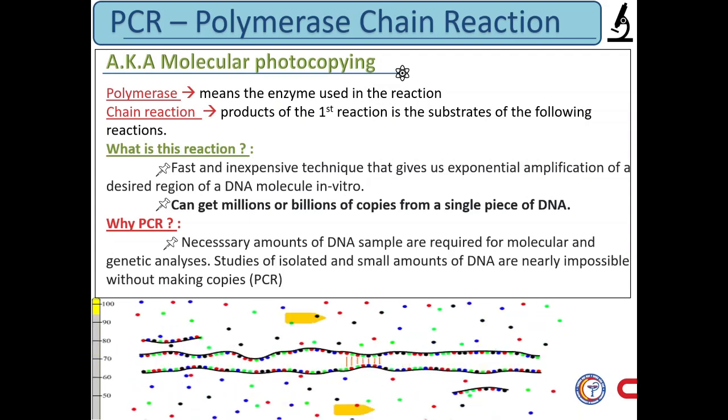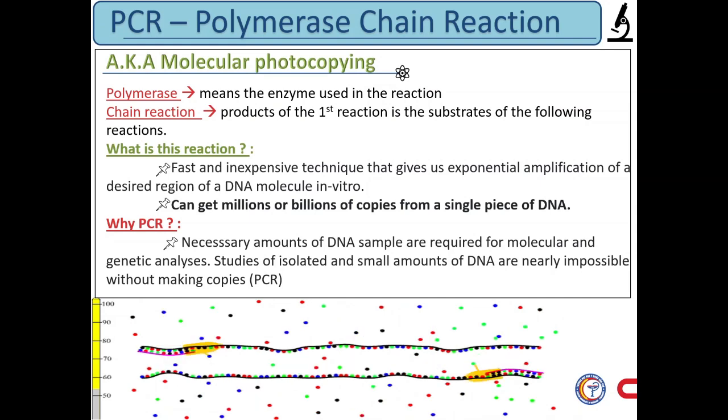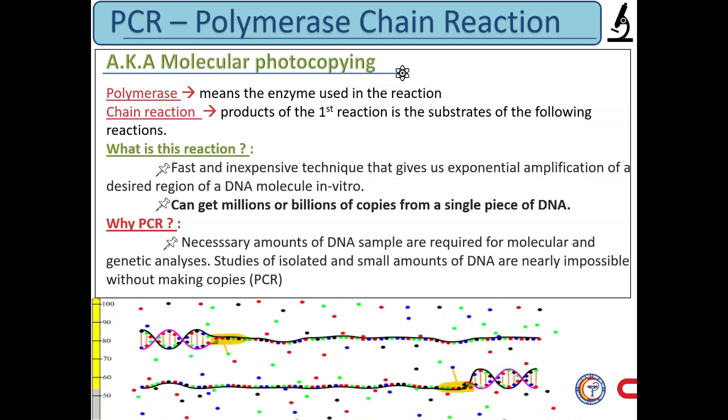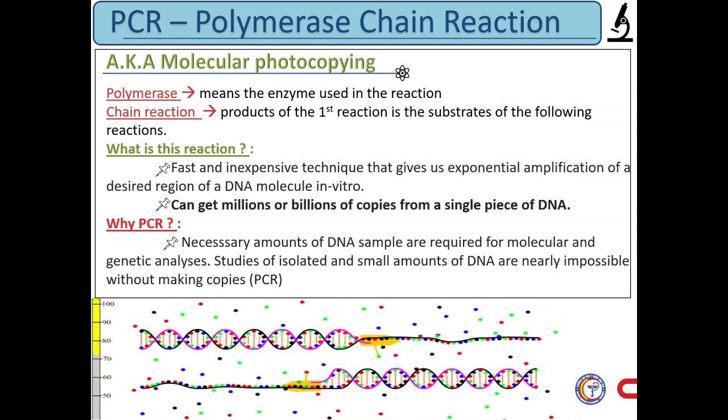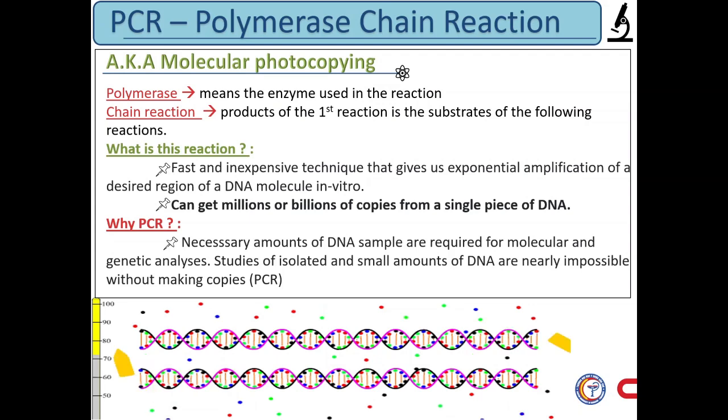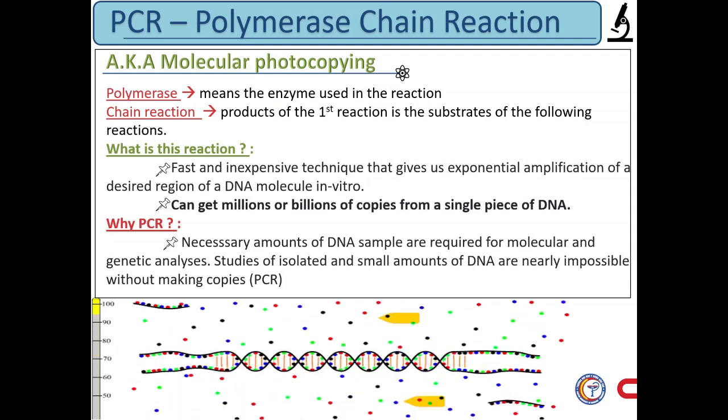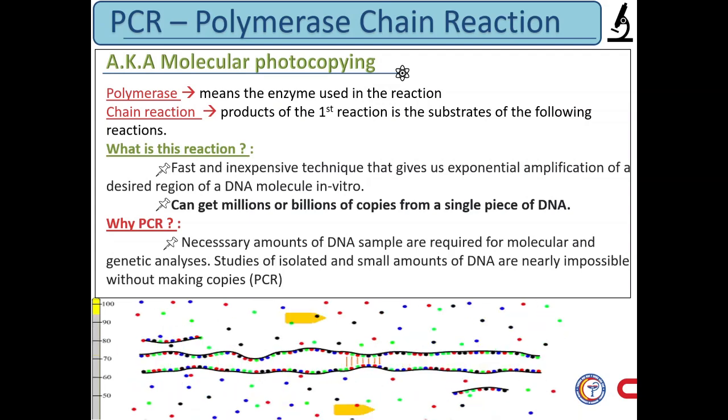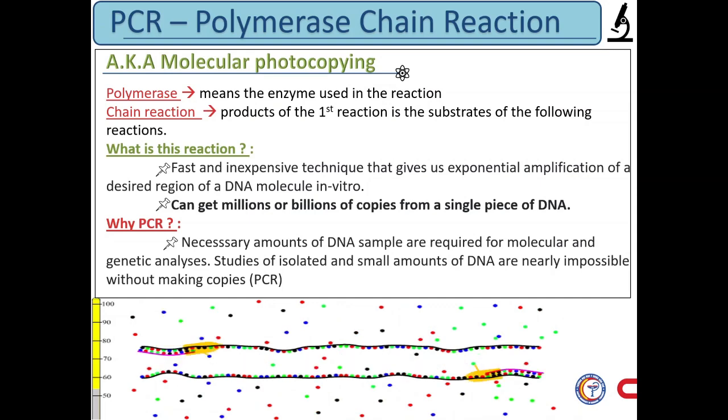It is a common laboratory technique used to make many copies of a particular region of DNA. Typically, the goal of PCR is to make enough of the target DNA region so that it can be analyzed or used in some other ways.